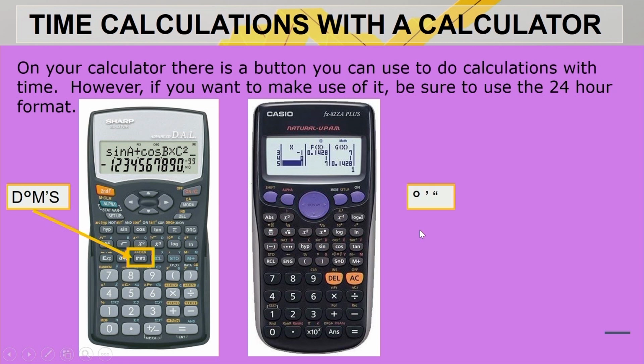On the Casio, it's going to show you symbols for degrees, minutes, and seconds. There you go. That is in the second full row, the second one from the left. There we go, that's your button. The thing you need to remember about this button is that after everything you enter, hours, minutes, or seconds, you need to press that button after everything you enter into your calculator.